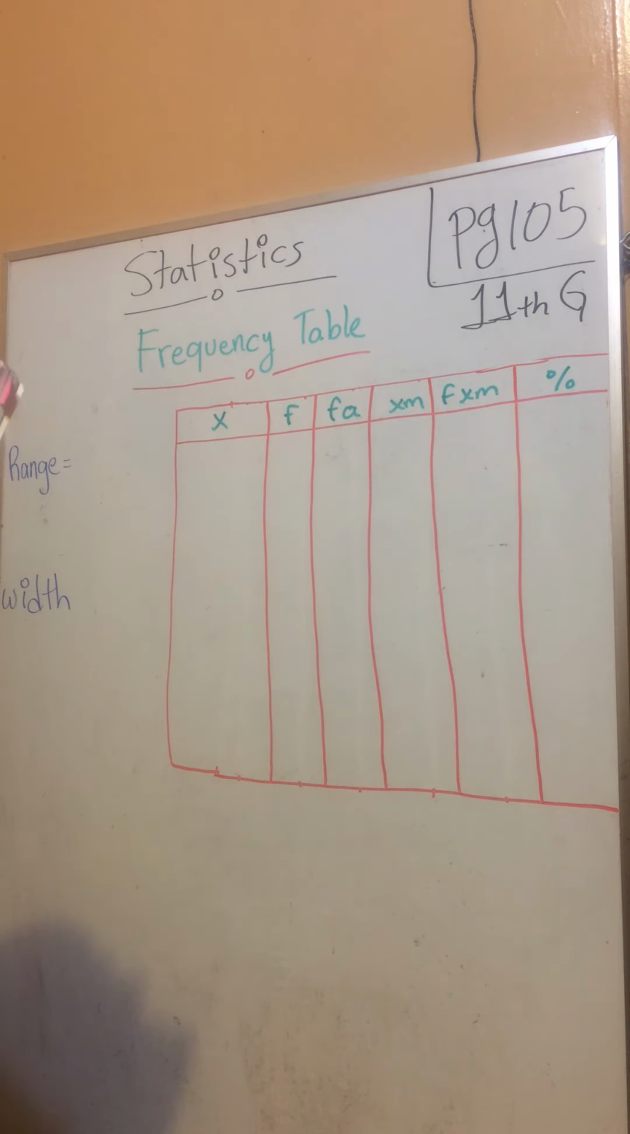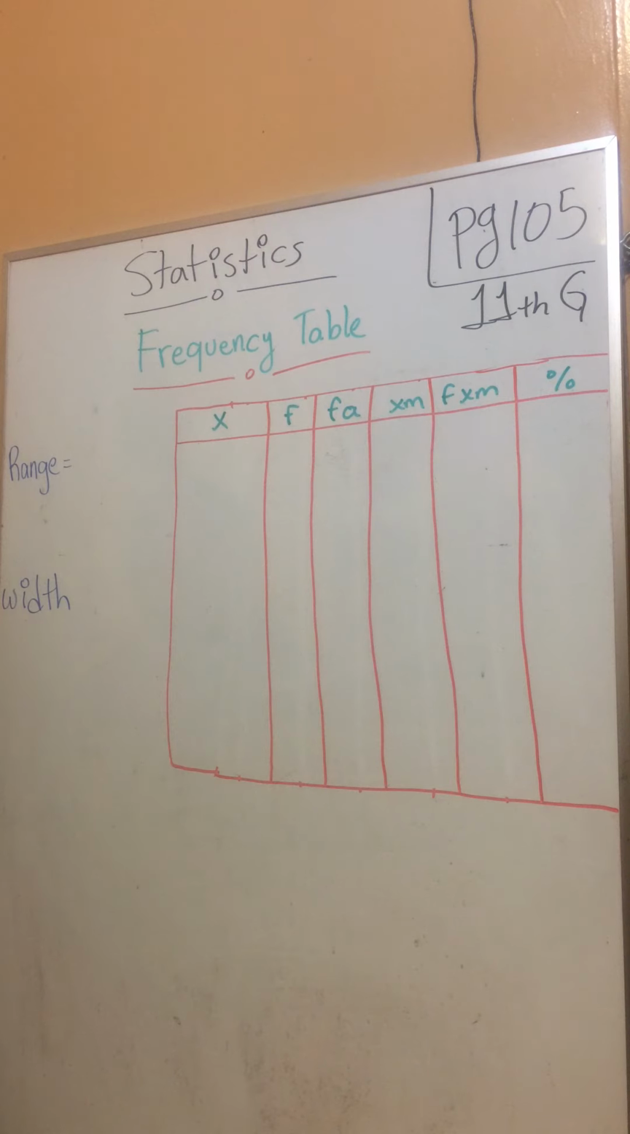And we're not going to focus on the mean, median, and mode just yet. Right now, we're only going to focus on the frequency table. We're going to discuss what each column entails and how we actually get there. So the first thing that we need to do is to work on the range.